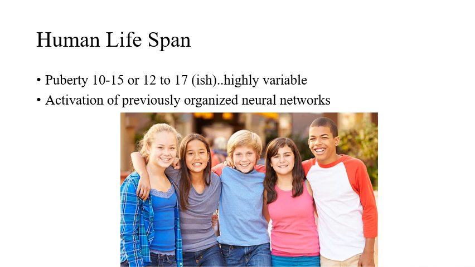Basically, your neural networks are developed in utero, but they're not activated until puberty, right? That rush of sex hormones is what activates those neural networks. And that's why you start thinking differently around puberty. Okay, so we're going to go into this in much more detail. Puberty is super important. It's a transition to adulthood, rapid growth.